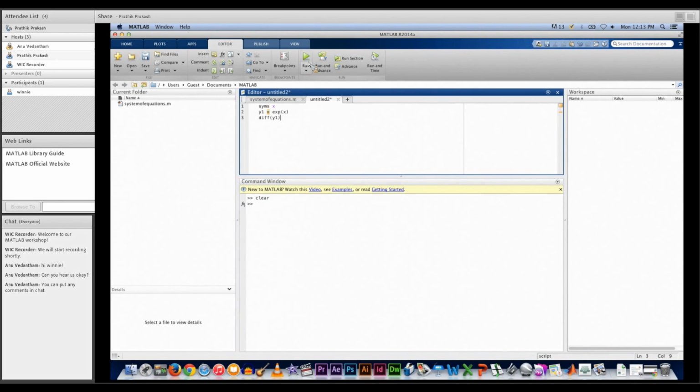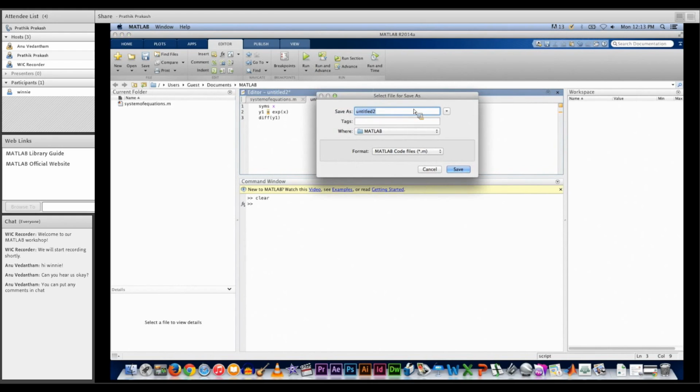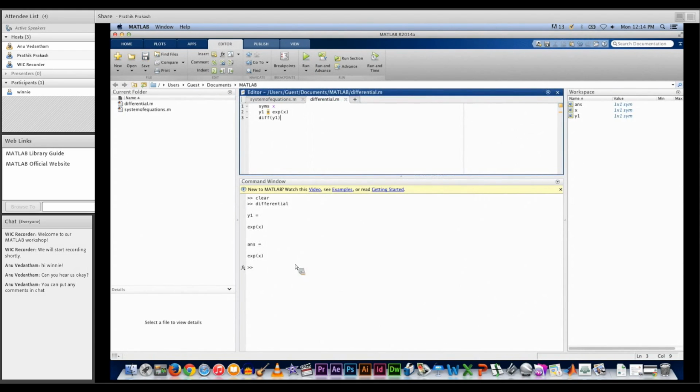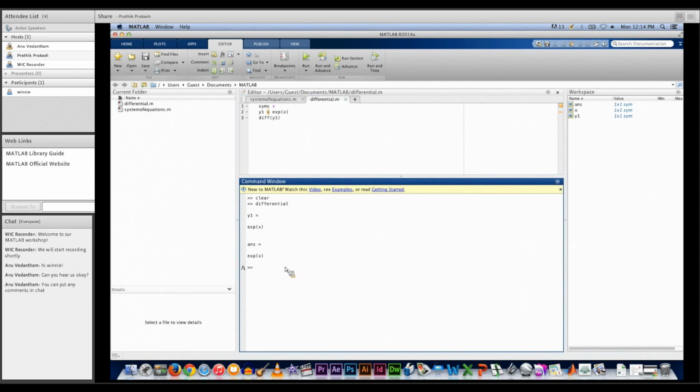Right now I'm writing my code on the editor window, and a pop-up tells you that the file hasn't been saved. So let's just save it as differential. The differential of the exponential function is nothing but the same thing. So you get the same answer.